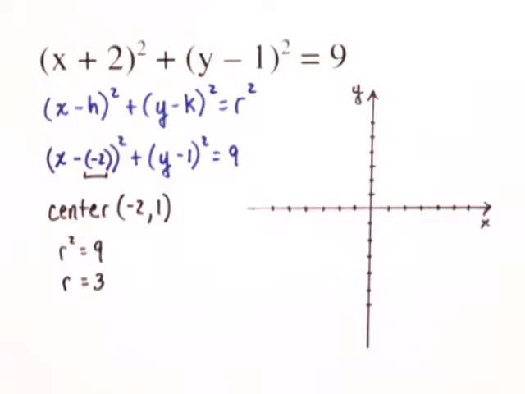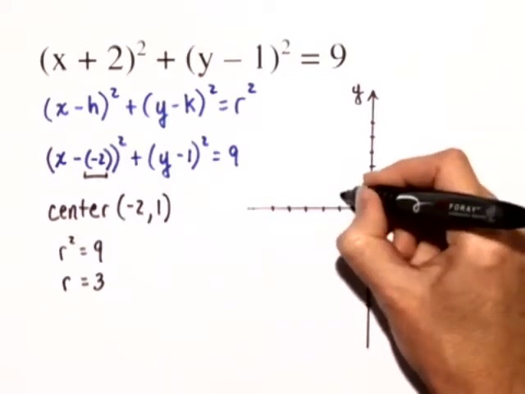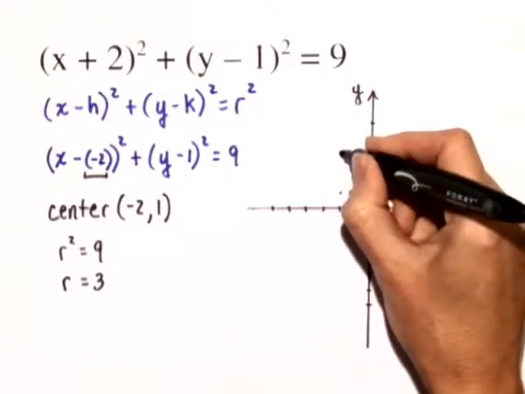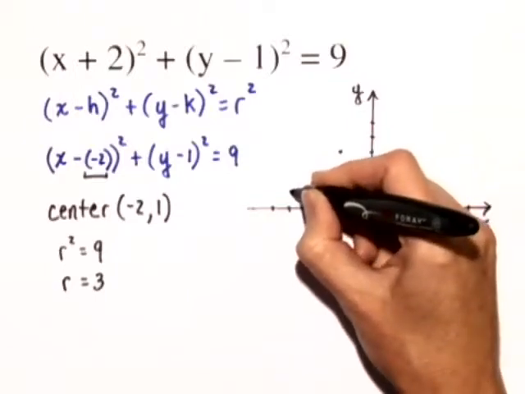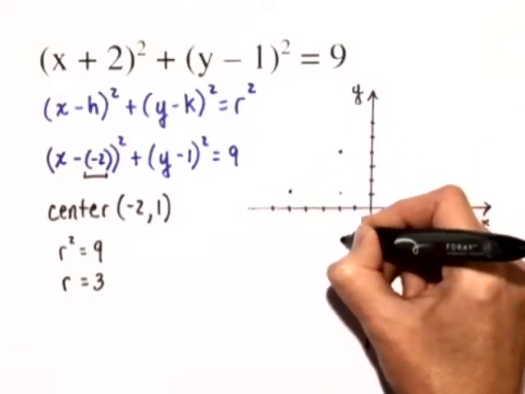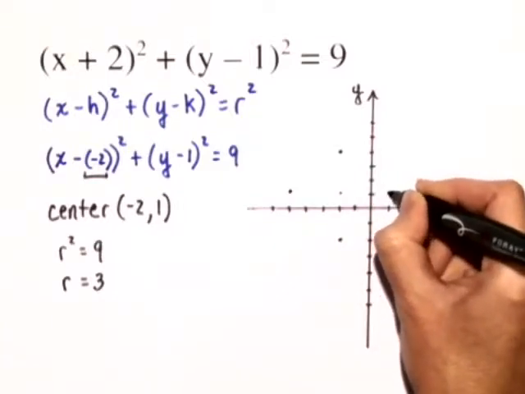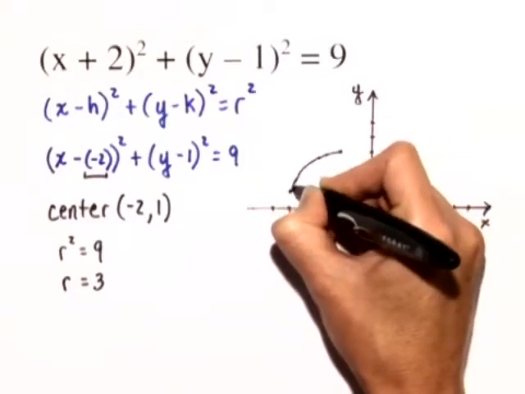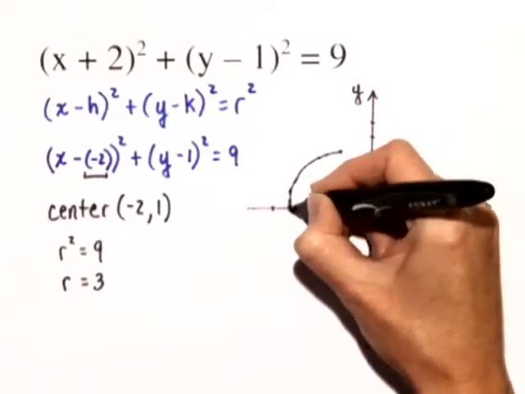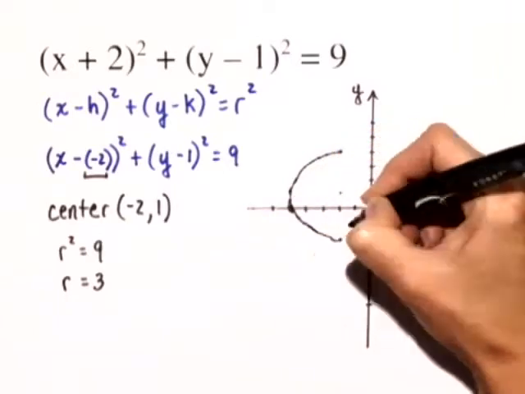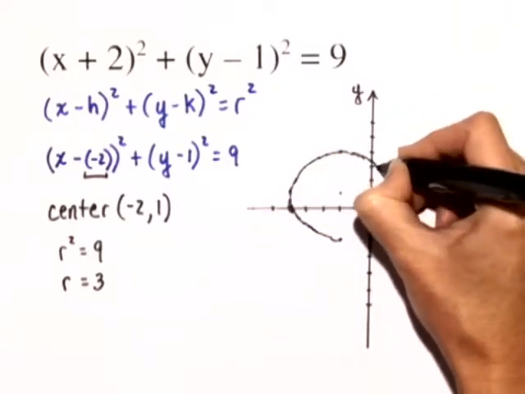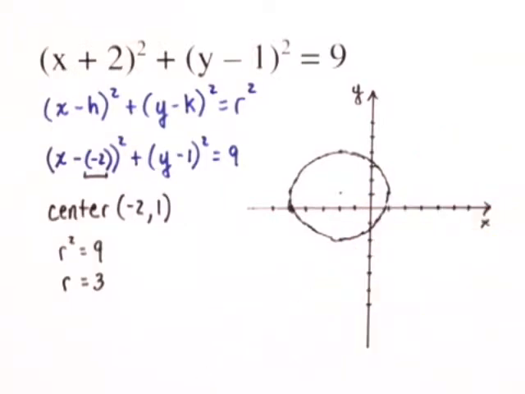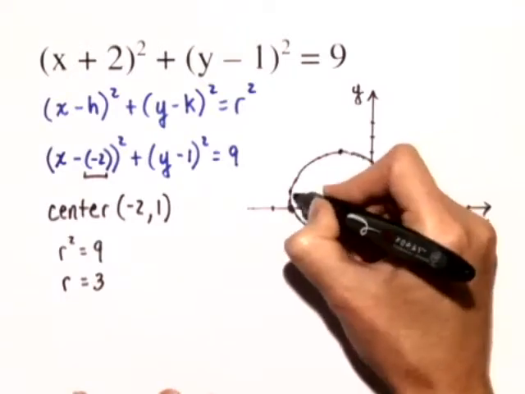So now I'm ready to plot this circle. My center is at (-2, 1), and then I'm simply going to go up 3 in the y direction, over 3 to the left in the x direction, down 3 in the y direction, and 3 to the right in the x direction. And I'll draw my circle. Okay, let's look at what these points are that I used.